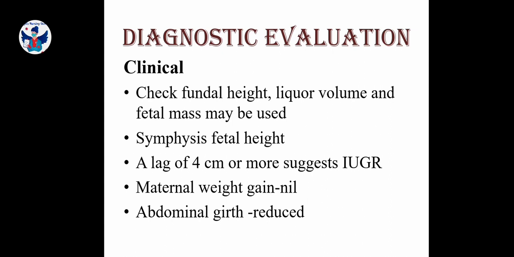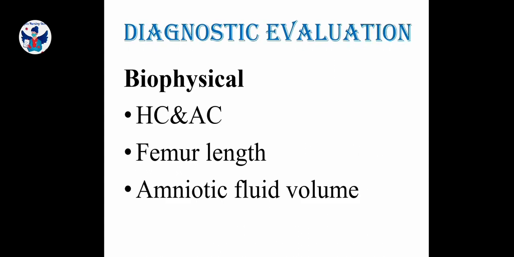Monitor fundal height, liquor volume and fetal mass. Next, assess the symphysis fundal height, and if there is a lag of 4 cm or more, then it suggests IUGR. Then the mother won't get weight gain. Next, abdominal girth will be reduced while comparing to other pregnant mothers.